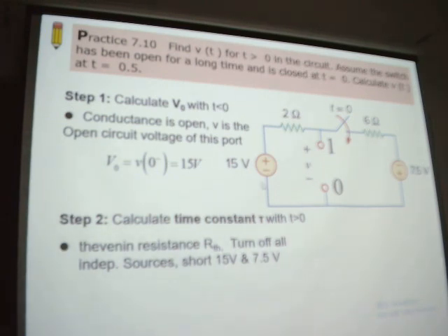Then we turn off those two sources, and we get 2 and 6 in parallel. You can imagine if we put a wire instead of this one and a wire instead of this one, those two are in parallel, okay? For this figure, we take the product over the sum, and we get RTH equal to, okay, here I got the wrong unit. It's not volts, it's ohms. I made a mistake here.